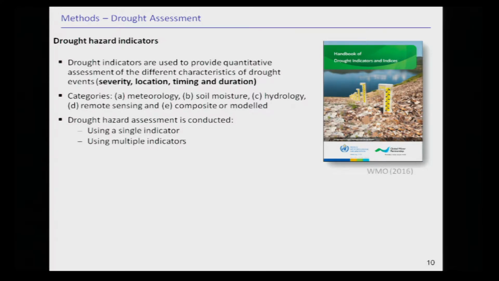Those drought indicators are used to provide quantitative assessment of the different characteristics of drought events, including severity, location, timing, as well as duration. In the Handbook of Drought Indicators and Indices, there are 4 categories of indicators and indices, which are referred to as meteorological indicators and indices, soil moisture, hydrology, remote sensing, and composite or modeled indicators. Consequently, drought hazard assessment could be conducted based either on a single indicator or using multiple indicators.